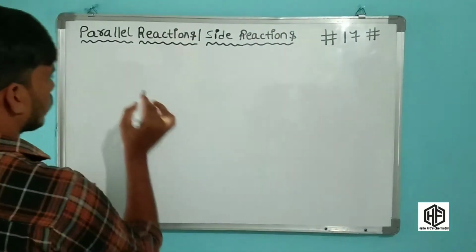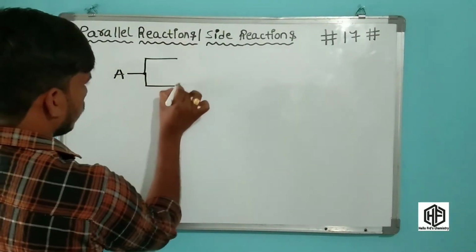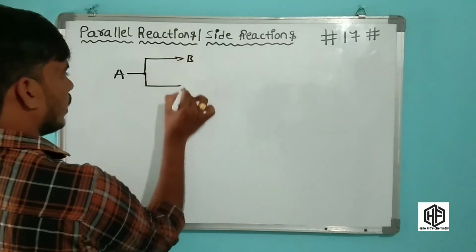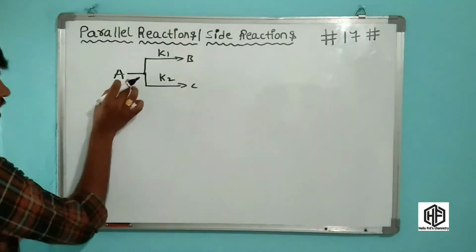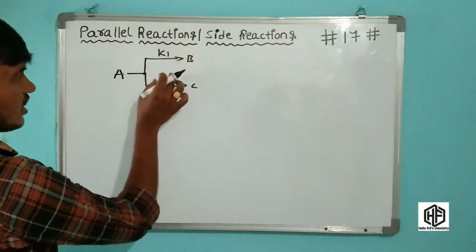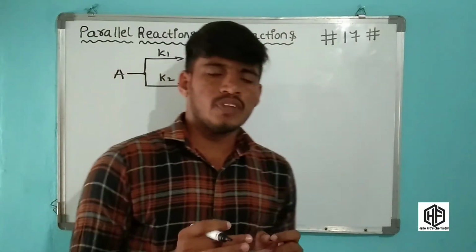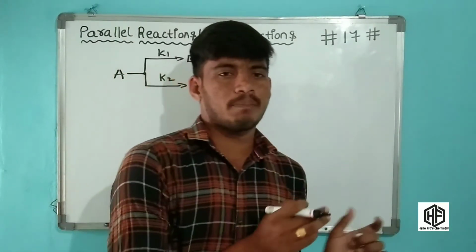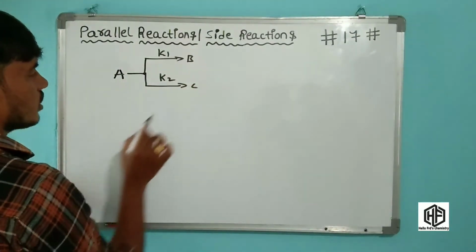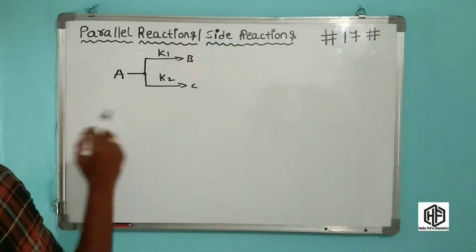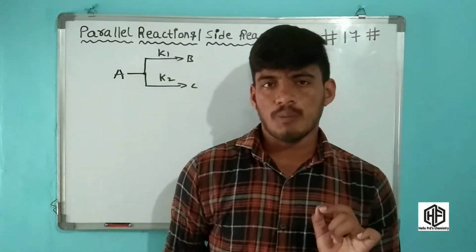Now look at this board. Here A is the reactant, and B and C are the products, with different rate constants K1 and K2. A parallel reaction is where the starting material is the same and the products are different, with different rate constants. What are the important expressions in a parallel reaction? The concentration of A versus time, the concentration of B with time, and the concentration of C with time. These important formulas are used for competitive exams.